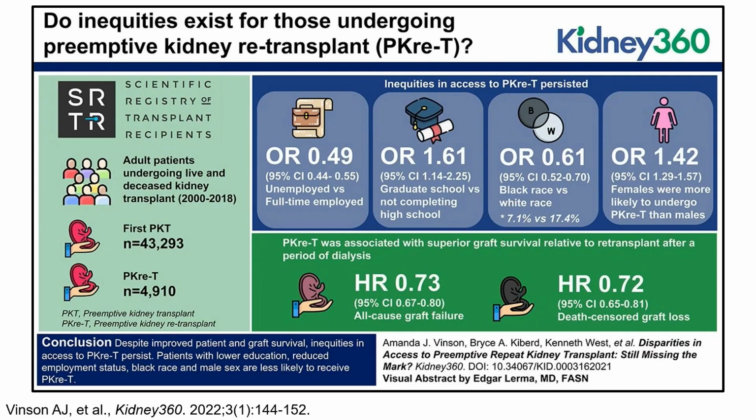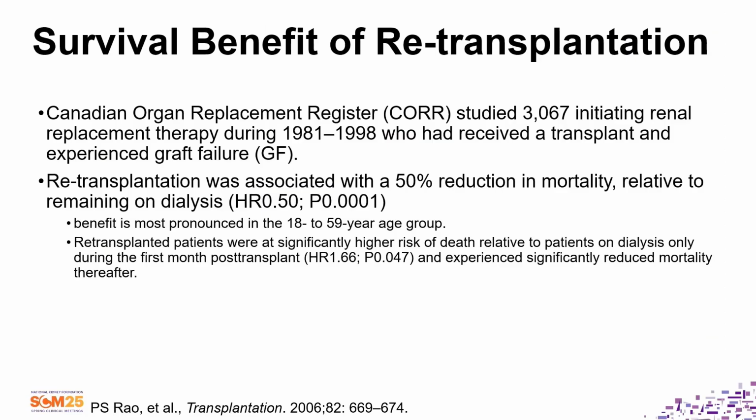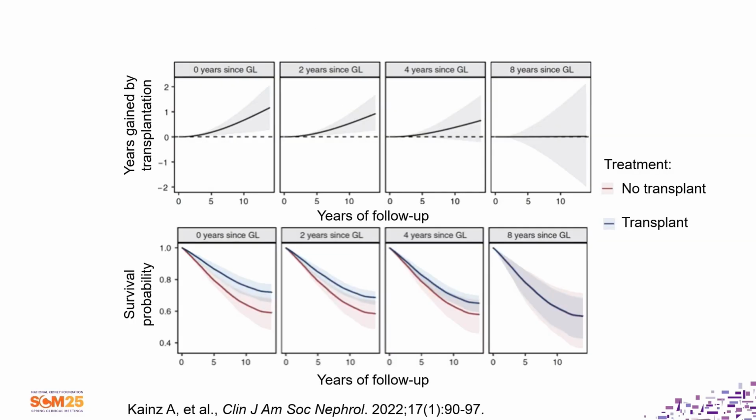Very similar in terms of who's getting a preemptive kidney retransplant, it also is less likely to happen in less educated, Black race and males. But overall, the data does show significant benefit to patients who do get a repeat transplant, especially in the 18 to 59 year age group. This data essentially shows that within the first 4 years of graft loss, getting a repeat transplant has significant survival benefit. Much beyond the 4 years since graft loss, the survival benefit disappears.